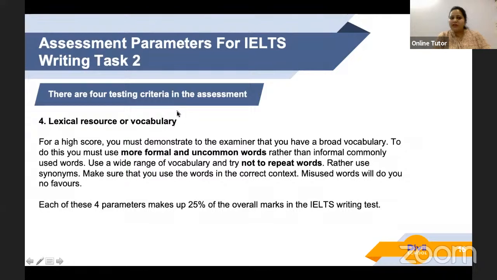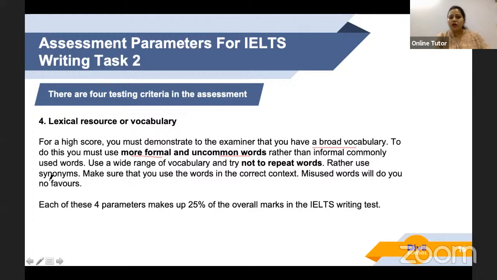The fourth parameter for assessing the IELTS Writing Task 2 is the lexical resource, or vocabulary. For a high score, you need to tell the examiner that you have a broad vocabulary. How do you do that? By using more formal and uncommon words. Avoid commonly used words like very, but. Instead, use formal, uncommon words.